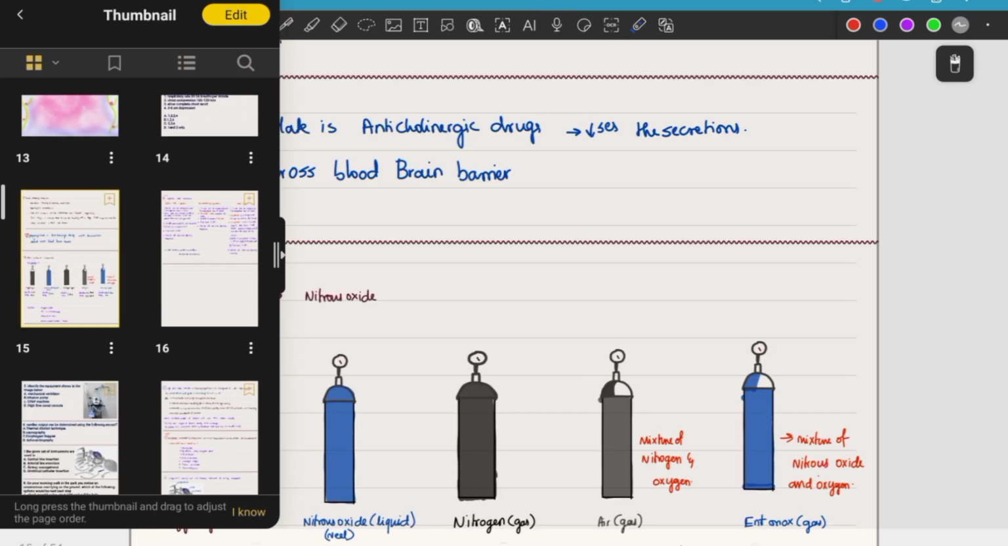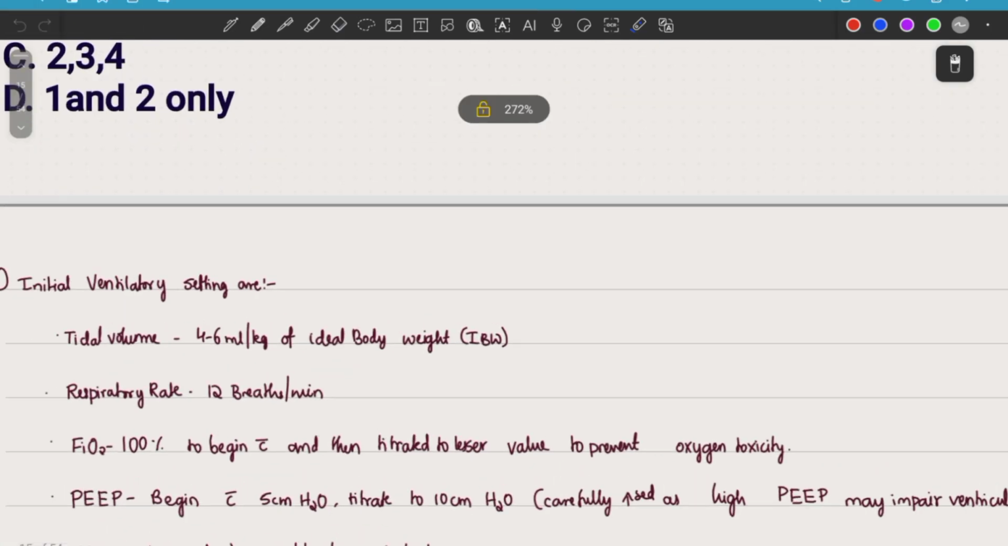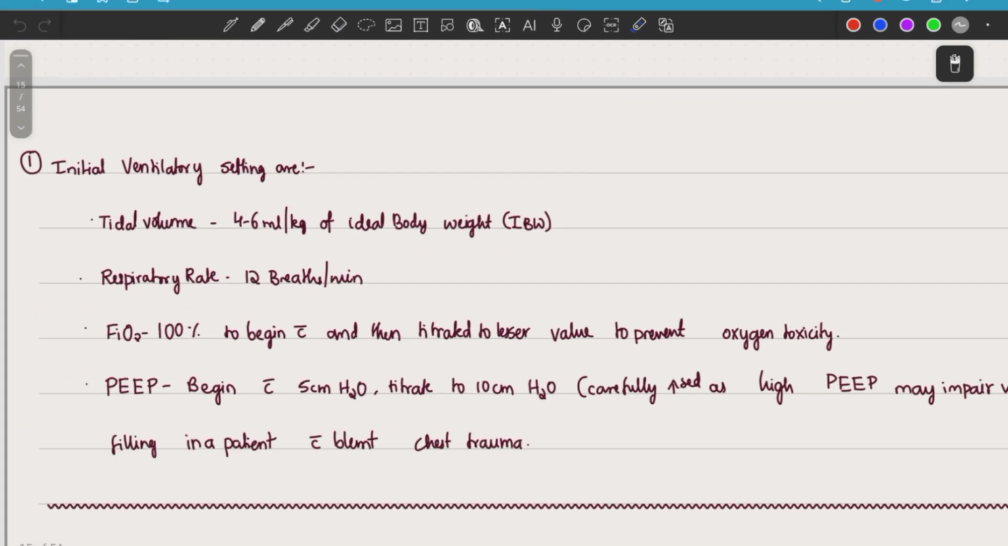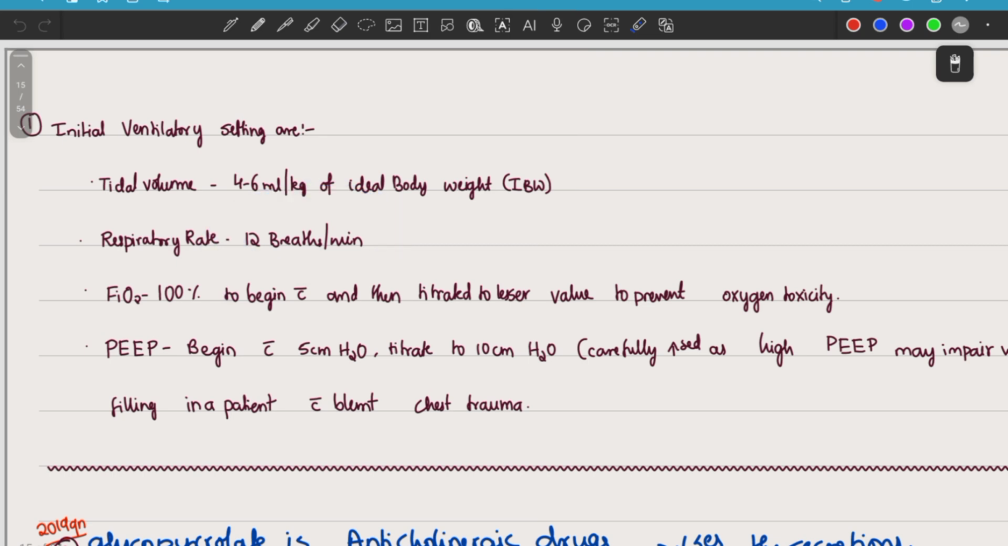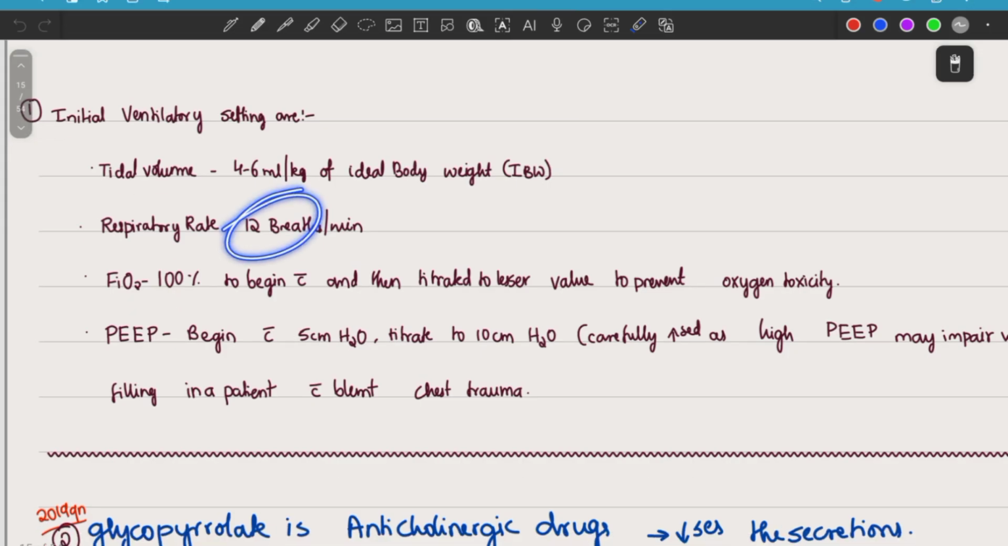Okay, let me show you one ventilator setting question. See, in this question, the initial ventilator setting, the tidal volume should be 4 to 5 ml per kg ideal body weight, so it will come near 500 ml, like 500 ml you can keep. Respiratory rate is 12 breaths per minute. In our patient, it is 16 breaths per minute. It's okay, but not too high, like 20, 25, 30. So 12 to 16 is normal, okay?